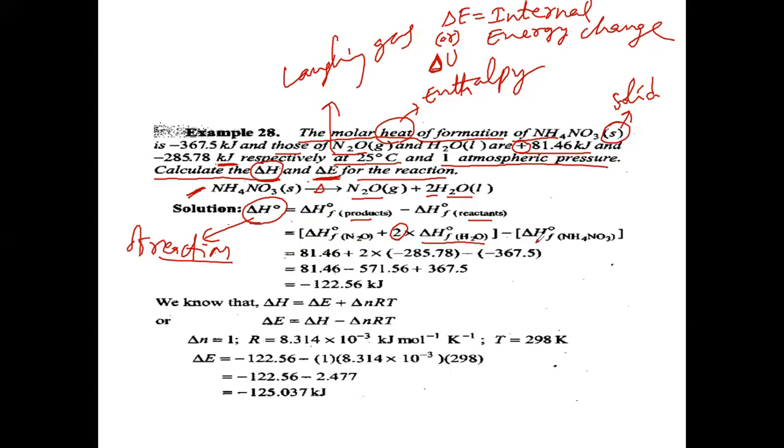Now the reactant is what? Only one reactant. What is this? NH4NO3 solid. So 1 into enthalpy of formation of ammonium nitrate. Now by substituting all these values here, we get minus 122.56 kilojoules. It is delta H not of reaction, we have got it.